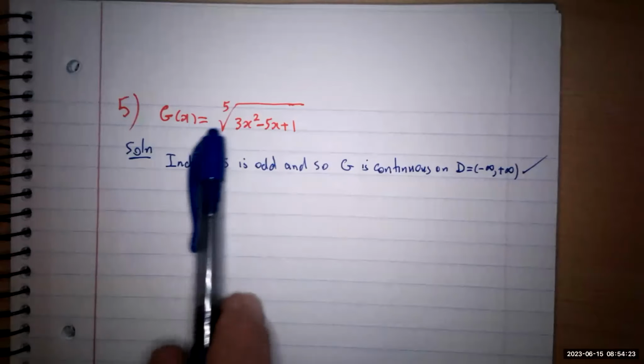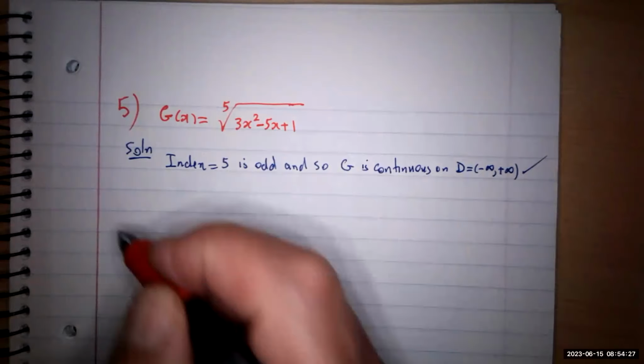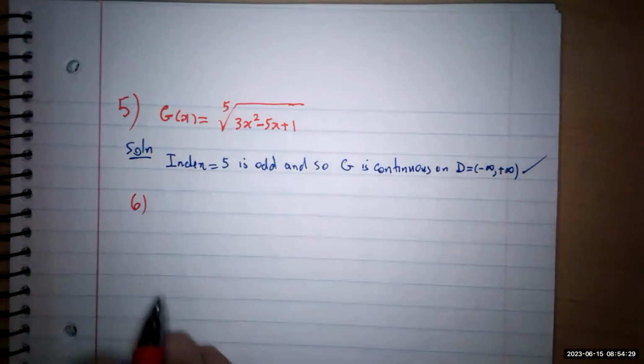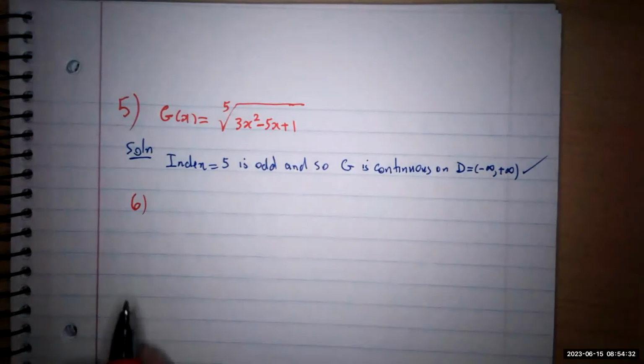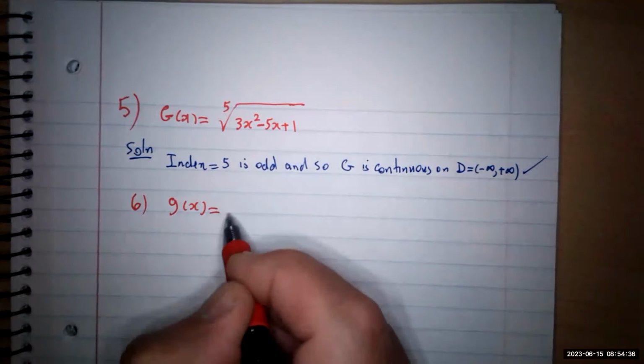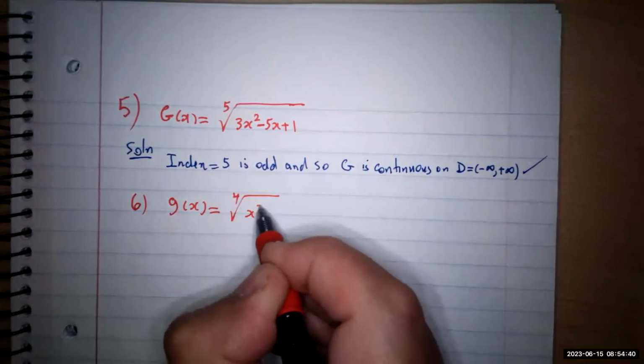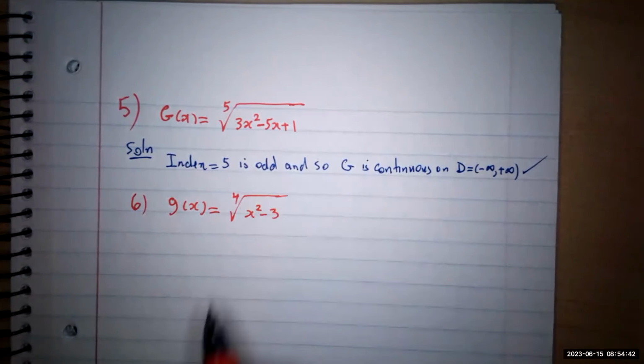Now, the challenging one for the radicals, of course, is where the index is even. So let's give you this one: g of x equal to the 4th root of x squared minus 3 now. So that's it.